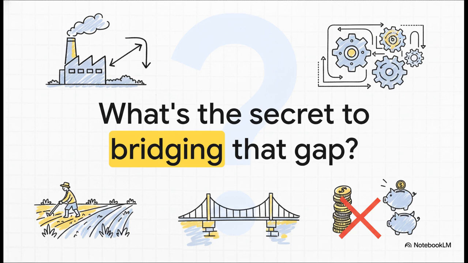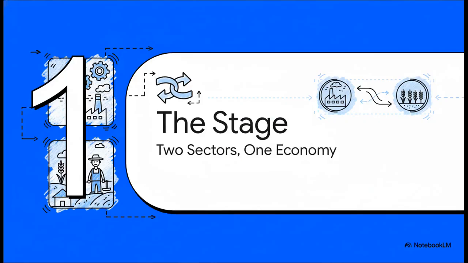Now, Lewis argued that the answer wasn't just telling people to save more money. His idea was way more radical. It was about completely restructuring the entire economy from the ground up. Okay, let's really get into this. All right, so first things first, we need to understand the world Lewis is describing.